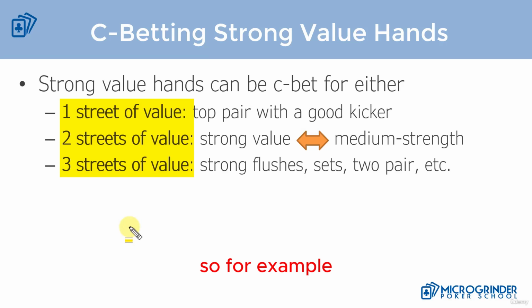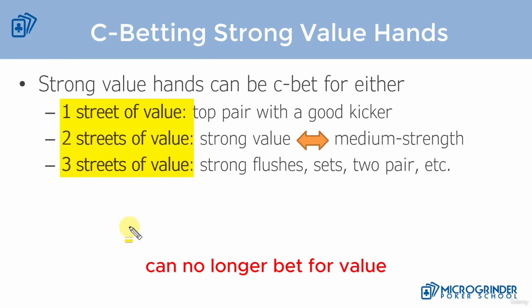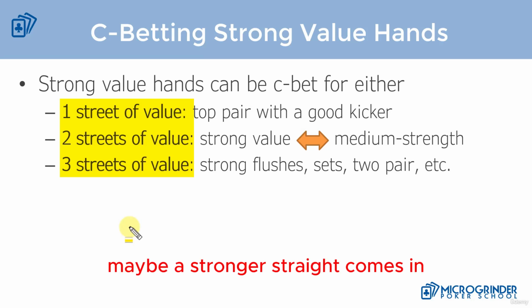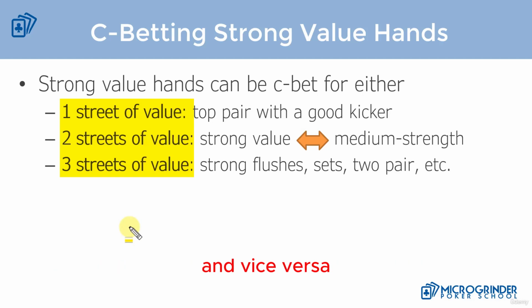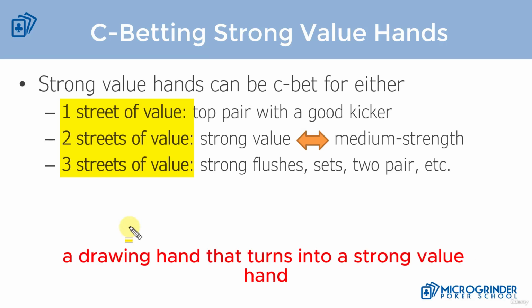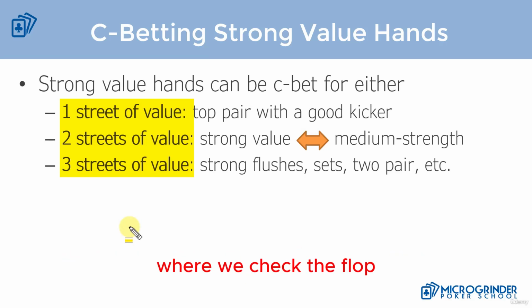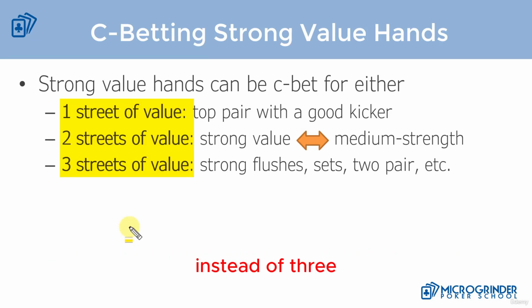So for example, let's say that we flop an okay straight on the flop. We bet the flop, we bet the turn, and by the time we get to the river, we have a medium strength hand that we can no longer bet for value. Maybe a flush comes in, maybe a stronger straight comes in, but we can no longer bet that for 3 streets. And vice versa, let's say that we have a medium strength hand or potentially a drawing hand that turns into a strong value hand, where we check the flop and then we delayed c-bet the turn and the river. Again, that's going to be 2 streets of value instead of 3.